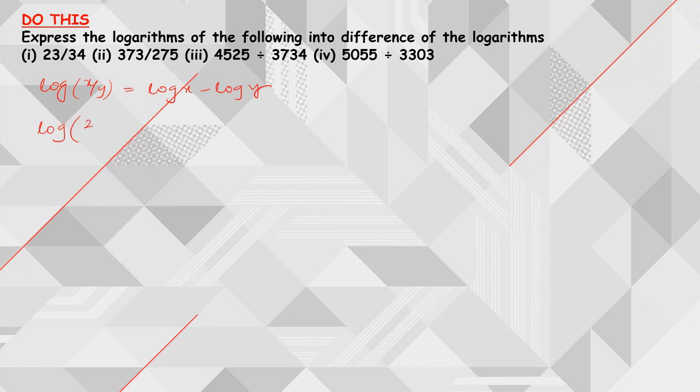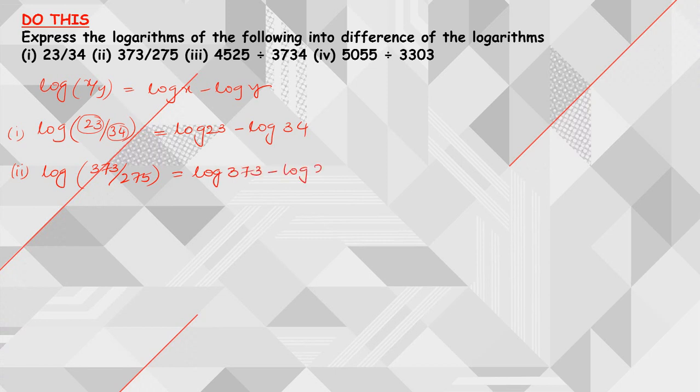Log of 23 by 34: this is x and this is y. Then I can write it as log of 23 minus log of 34. So this is question number 1. The same way, question number 2, log of 373 divided by 275, I can write as log of 373 minus log of 275.